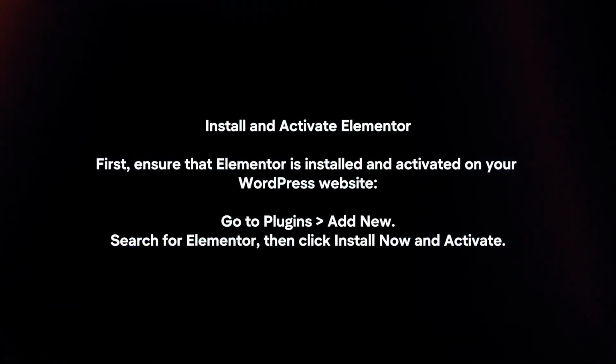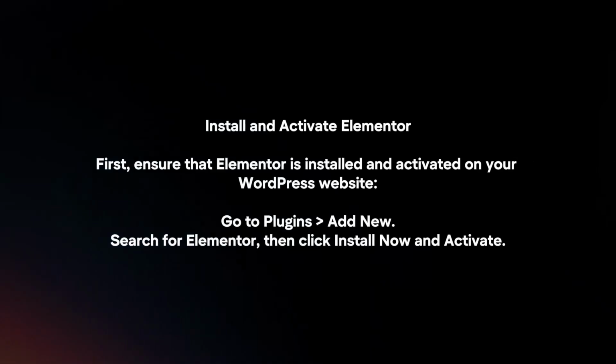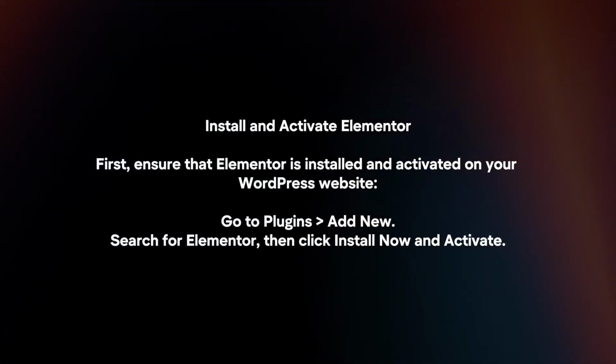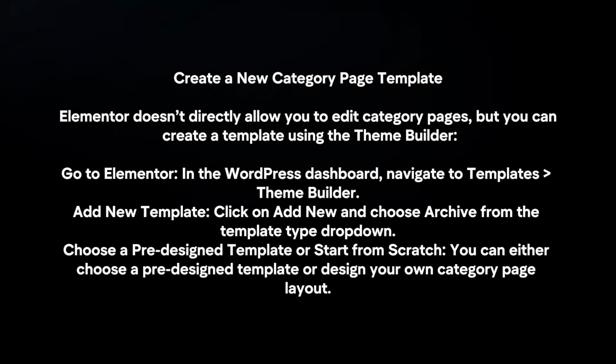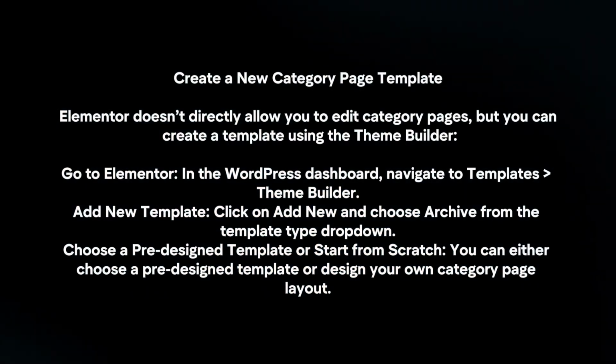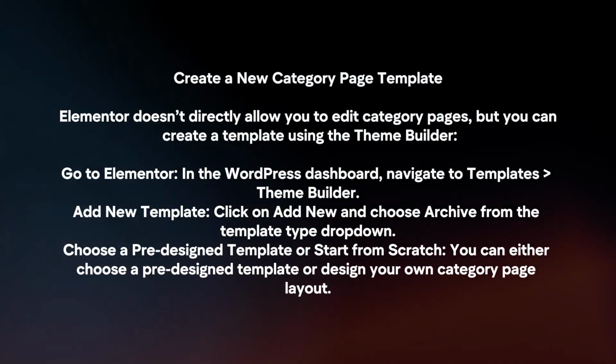Go to Plugins, Add New, search for Elementor, then click Install Now and Activate. Create a new category page template. Elementor doesn't directly allow you to edit category pages, but you can create a template using the theme builder.